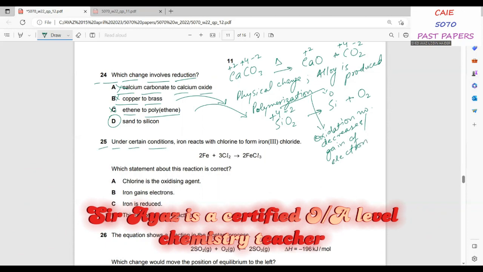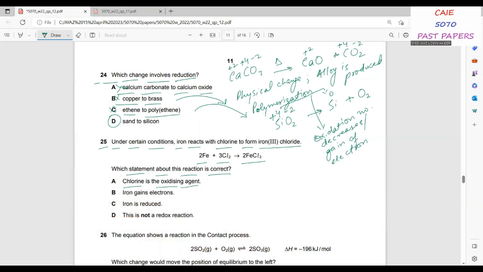25. Under certain conditions, iron reacts with chlorine to form iron(III) chloride. This is the reaction: 2Fe plus 3Cl2 gives 2FeCl3. Which statement about this reaction is correct? A, chlorine is an oxidizing agent. Is chlorine acting as an oxidizing agent in this reaction? If you look at the charges on each element, you will know. Both chlorine and Fe on the reactant side carry 0 charge.